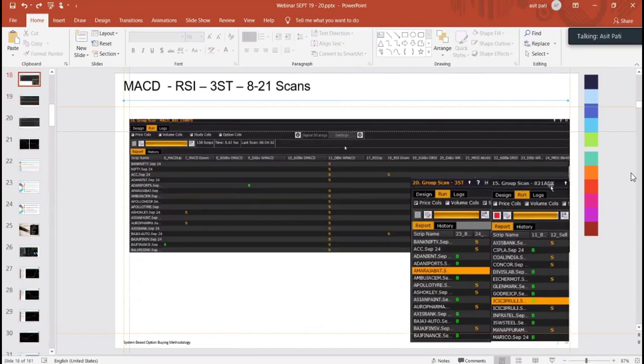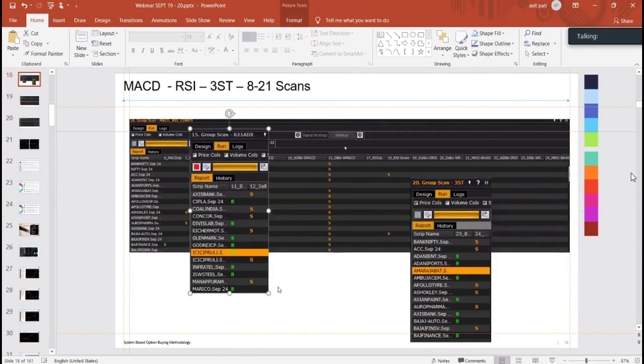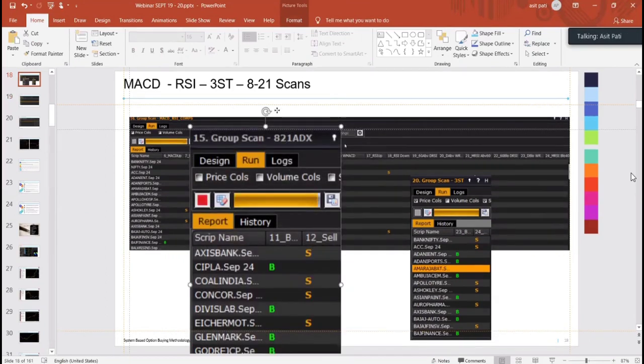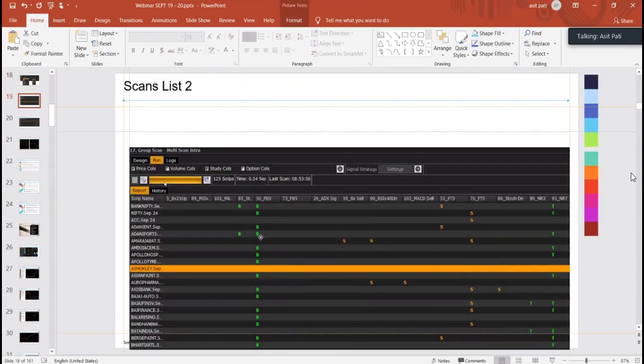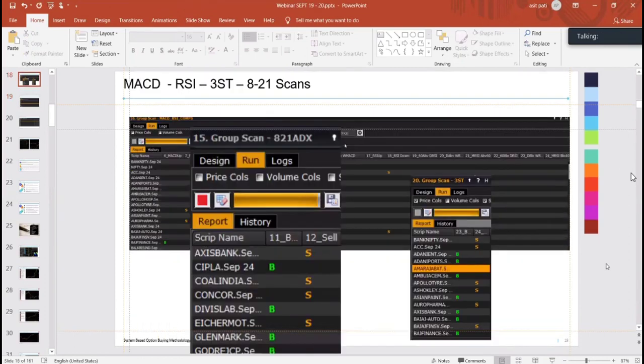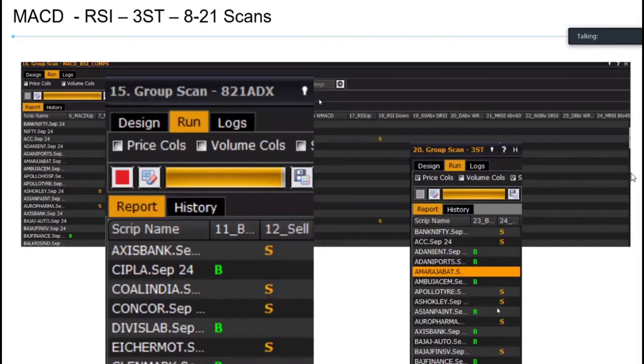Do you see this 8, 21 ADX scanner? Guys, anyone, just confirmation. Yeah, we can see. Yeah, perfect. So if you see, hold on a second. Yeah, can you see this 8, 21 ADX? So all I want to know is which are the stocks. Sell means here 8 has gone below 21 and ADX is above 25. Supply is a buy, meaning 8 has gone above 21 and ADX is above 25.